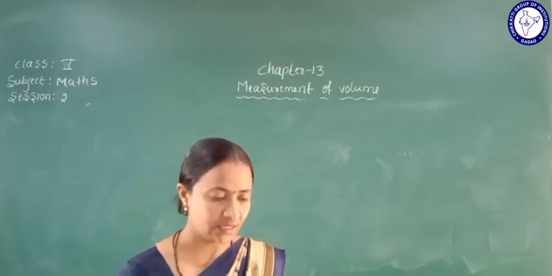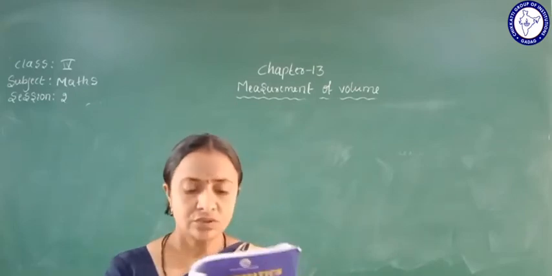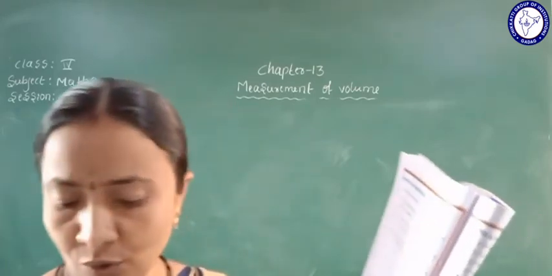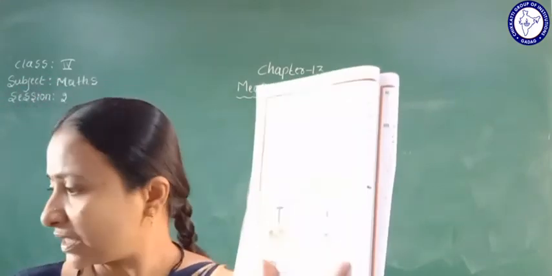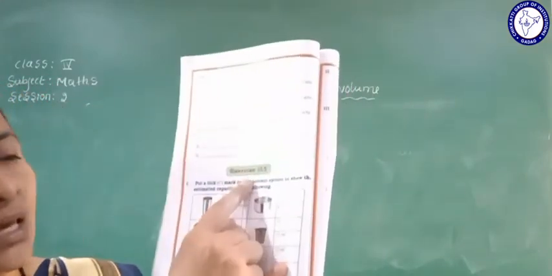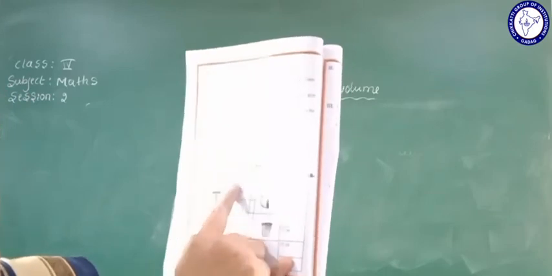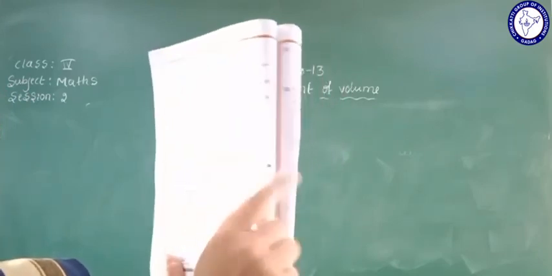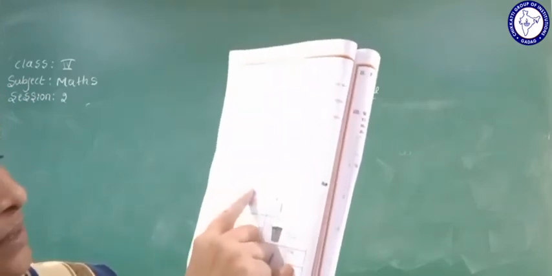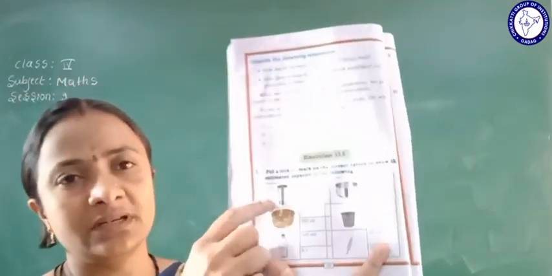Yes, you can see the exercises given here. So the exercise 13.5. In this exercise, put a tick mark on the correct option to show the estimated capacity of the following. Here, students, a glass is given.